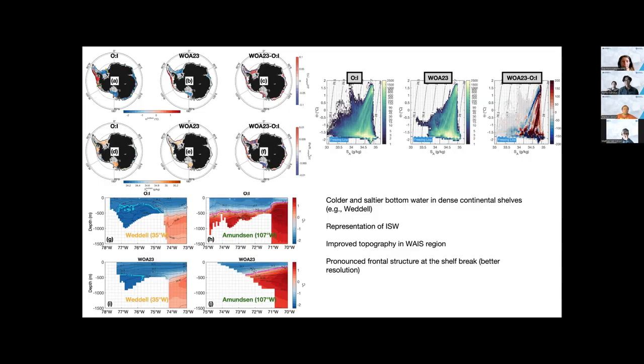Where the World Ocean Atlas has underrepresented these water masses. Another point that I want to make is that because of the better resolution of our climatology, we can resolve the structure of the continental shelf front much better than the World Ocean Atlas, as shown by the vertical section plots on the bottom left. Next slide, please.